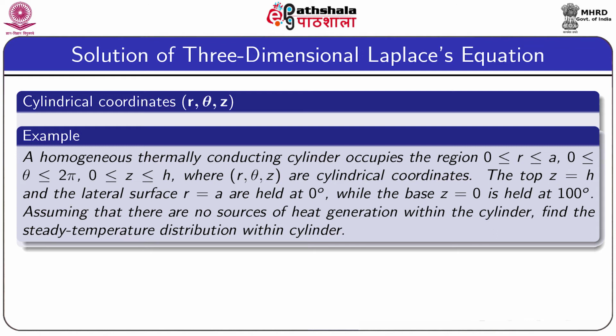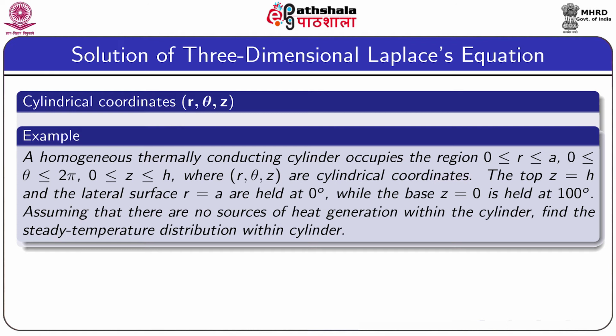And the boundary conditions are like this: the top plane z = h and the lateral surface r = a are held at temperature 0, while the base z = 0 is held at 100° temperature. And we are also assuming in this problem that there is no source of heat generation within the cylinder. So, we have to find for this problem the steady temperature distribution within the cylinder.